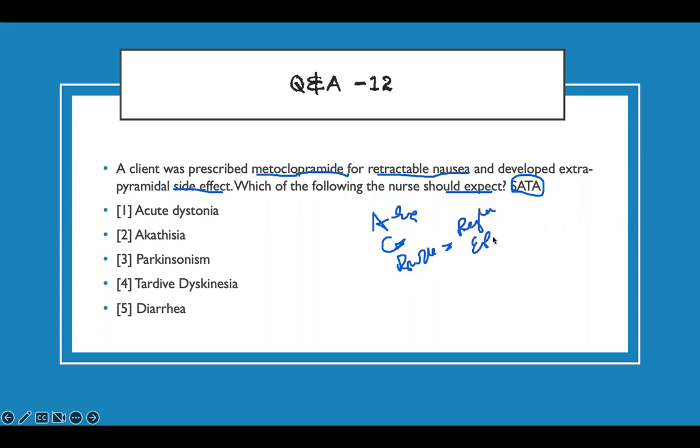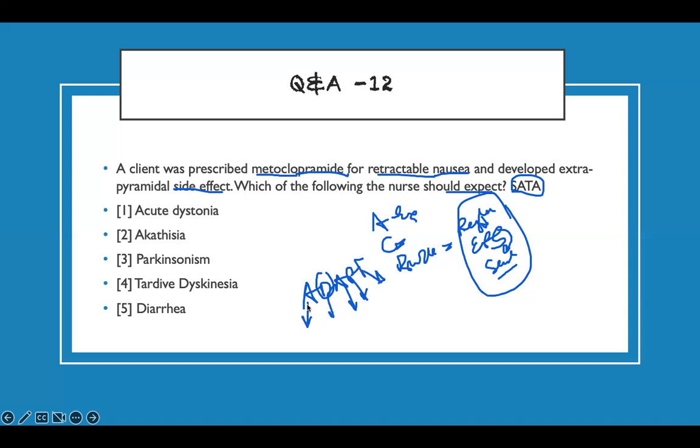Now I have extrapyramidal side effects. What should the nurse expect? Three words: are you on Reglan? You develop extrapyramidal side effects. What are the side effects? That's all. The acronym for extrapyramidal side effects is ADAPT. A, acute dystonia; D, dyskinesia; A, akathisia; P, pseudoparkinsonism; and T, tardive dyskinesia.